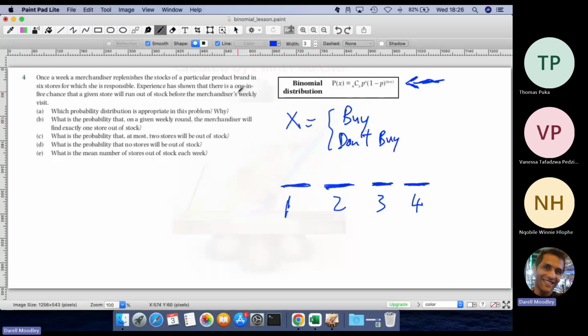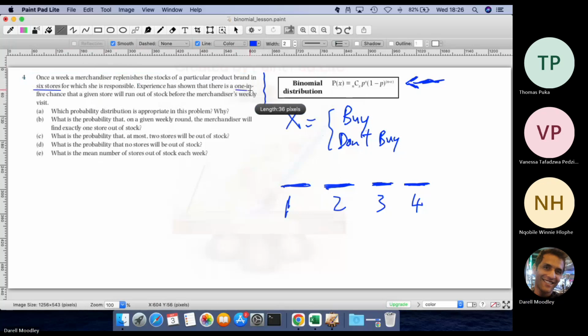If it still doesn't make any sense to you, let's look at this problem here. That'll put it into context. I'll read it through to you now. Once a week, a merchandiser replenishes the stocks of a particular product brand in 6 stores, for which he is responsible. Experience has shown that there is a 1 in 5 chance that a given store will run out of stock before the merchandiser's weekly visit.